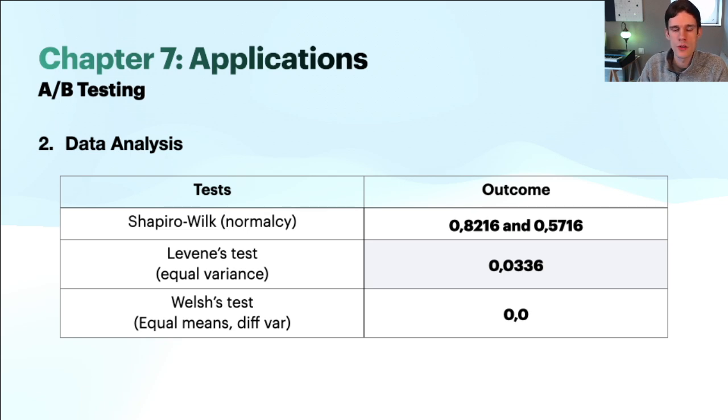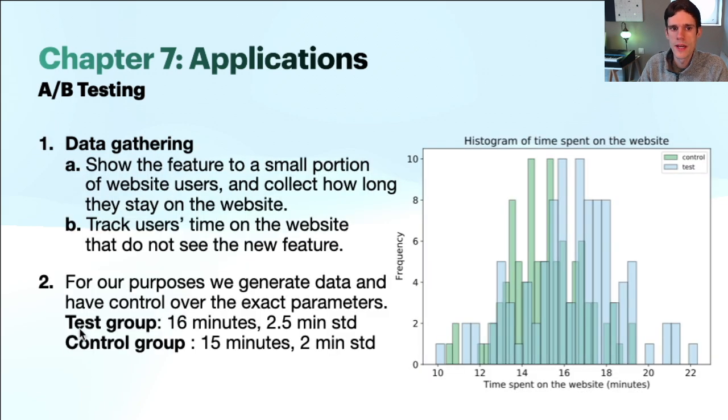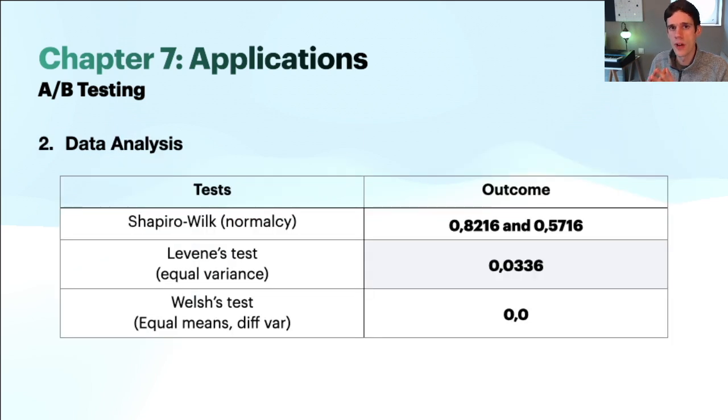Remember, if we look at our data gathering step, then we saw that the test group had a variance of 2.5 minutes, whereas the control group had a variance of 2 minutes. And thus now we have concluded that this difference in variances between these two samples is large enough to confidently conclude a similar difference in population variances. That's something to keep in mind and to take away in our final conclusion.